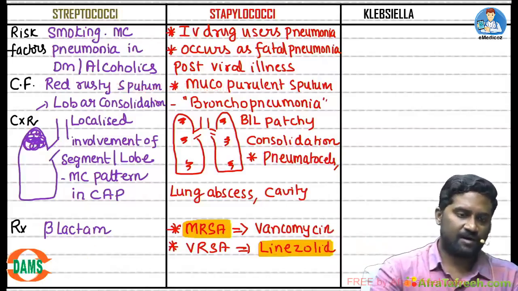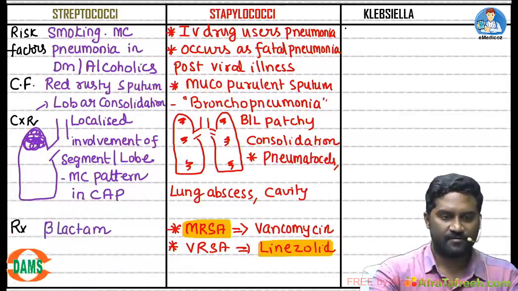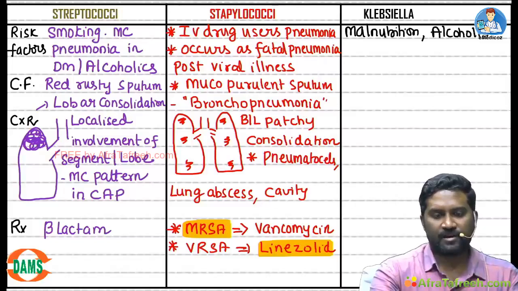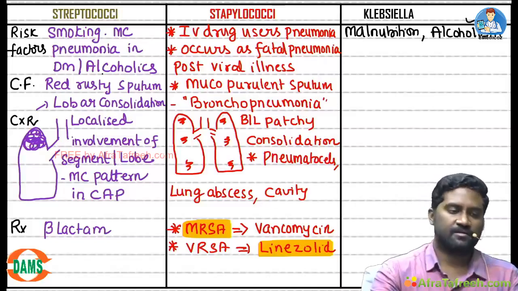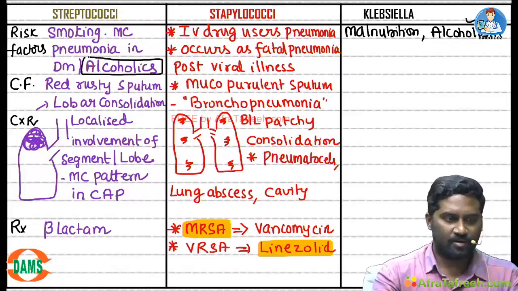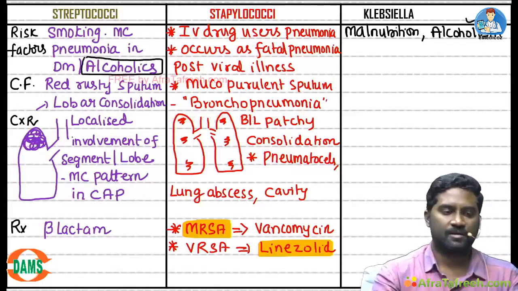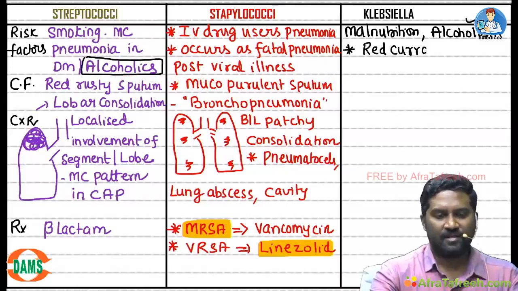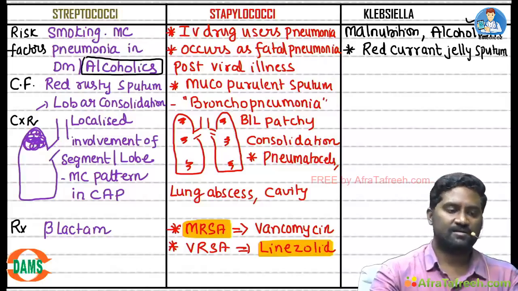Coming to Klebsiella pneumonia, the risk factors: malnutrition, alcoholism. Even though for Klebsiella alcoholism is a risk factor, by number, the most common pneumonia in alcoholics is still streptococcal pneumonia. Coming to the classical sputum, in Klebsiella the sputum will be red and gelatinous. This is called red currant jelly sputum.